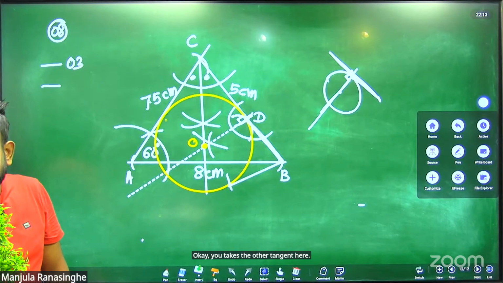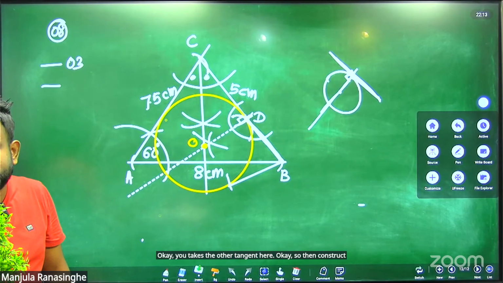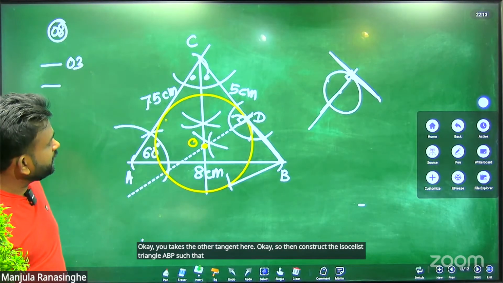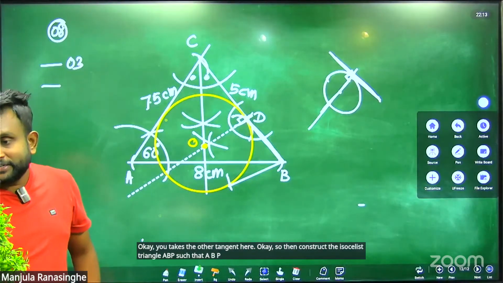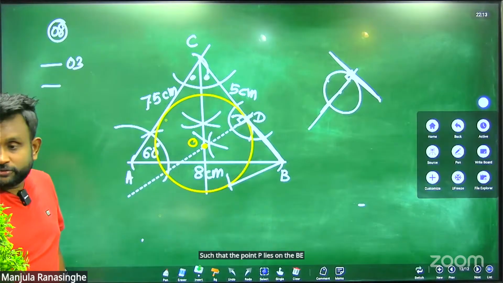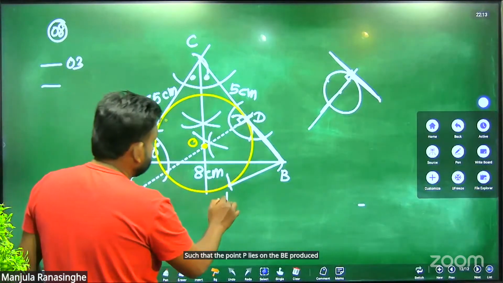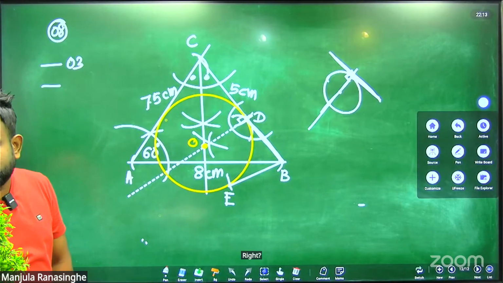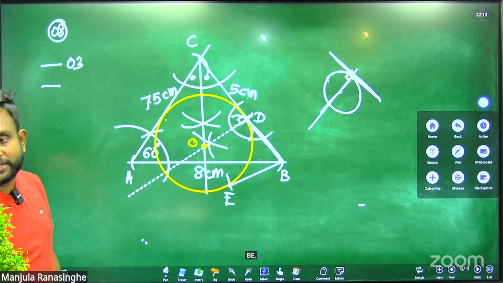Okay, so then construct the isosceles triangle ABP such that the point P lies on BE produced, and angle BAP equals angle ABE.